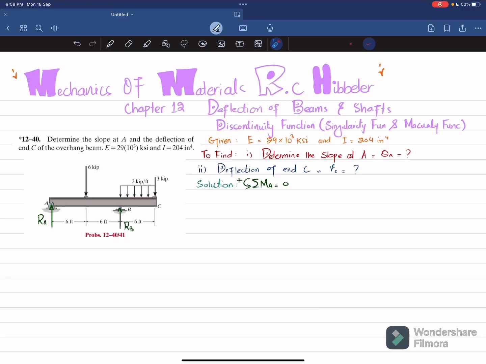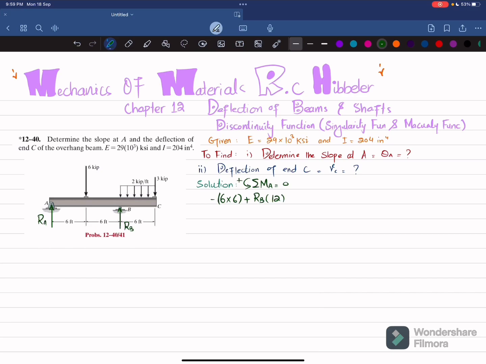So the first moment about point A will be due to this load, which is 6 into perpendicular distance 6, and this is producing clockwise, so it will be negative. So I will write first 6 multiplied by 6, and that will be negative. The second moment is produced due to this Rb force, Rb into perpendicular distance 12, and that is producing counterclockwise, so it will be positive. So I will write plus Rb into 12.